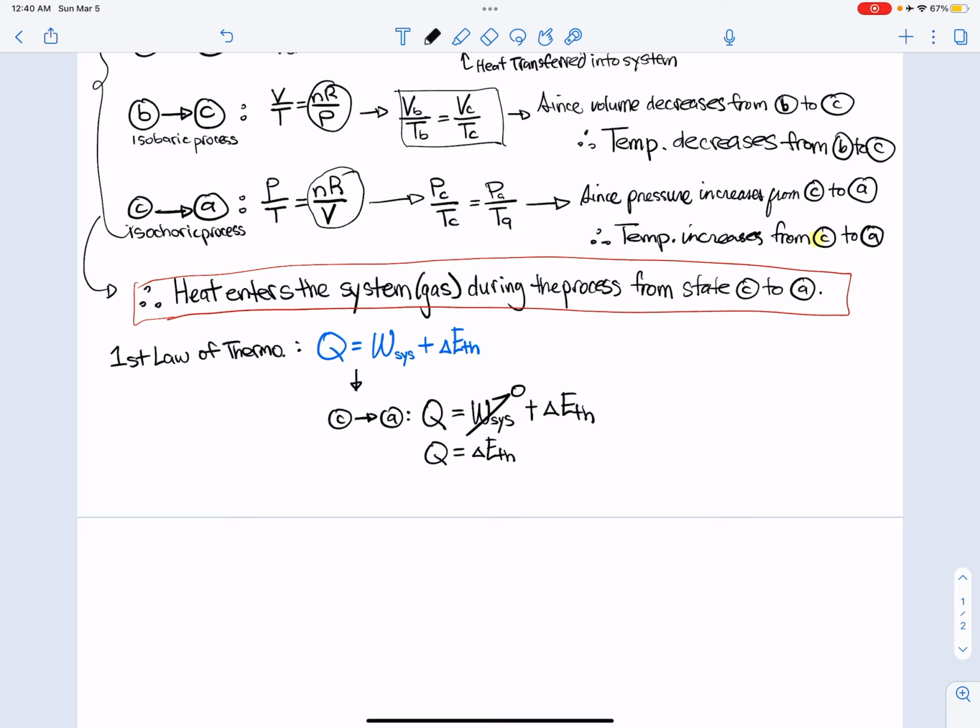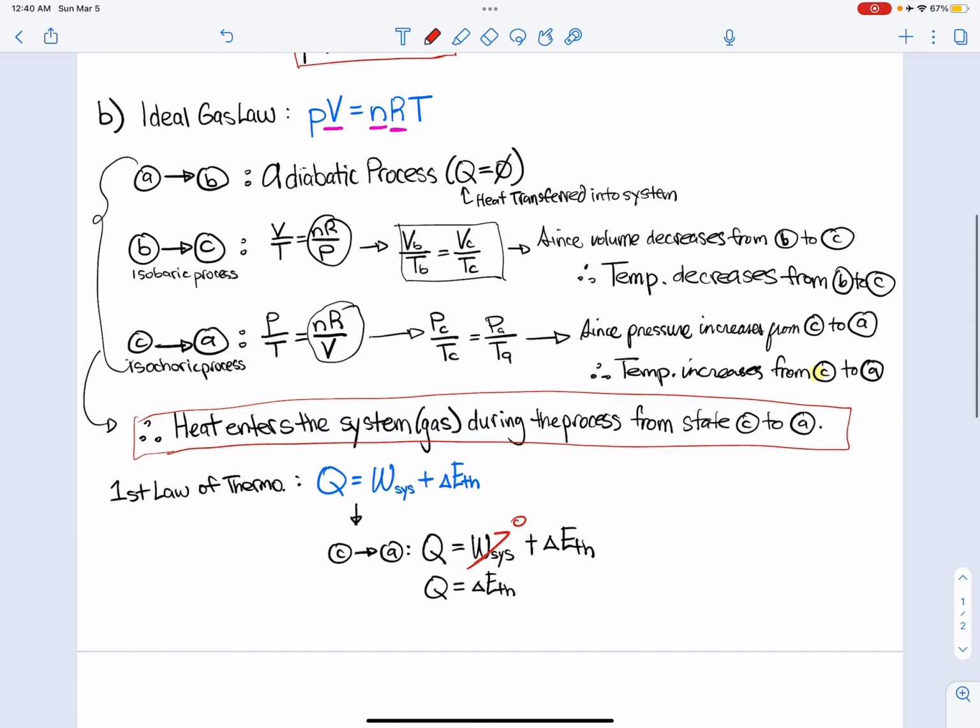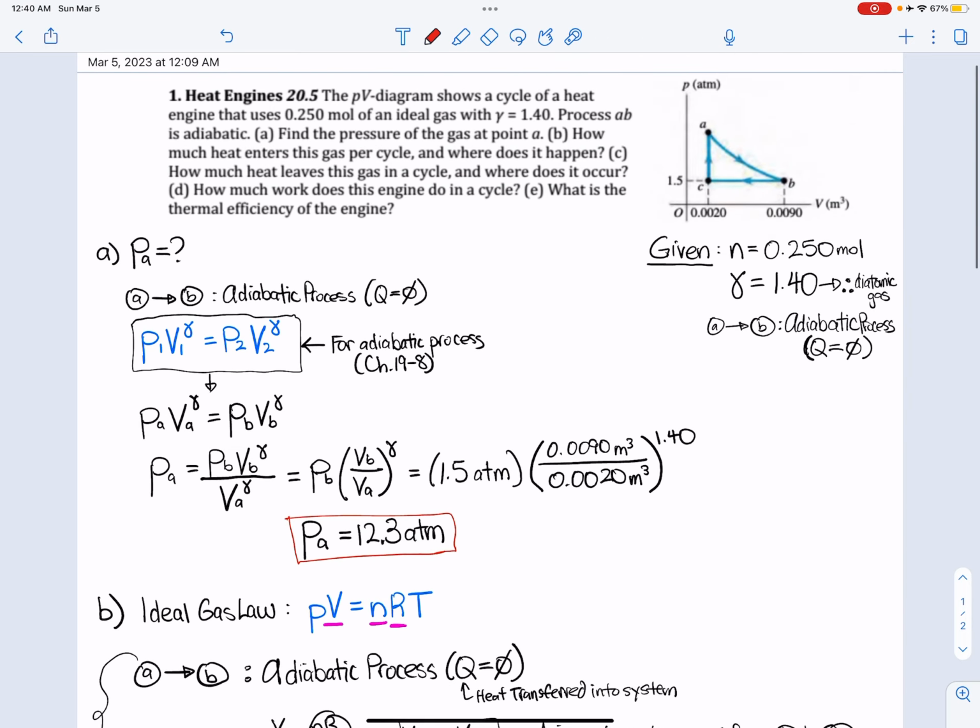Again, if you're curious why the work is 0, look at the PV diagram. There's no area underneath this curve. That's a vertical line, and work is calculated as the area underneath the curve. And we're only looking from state C to state A, like I mentioned multiple times.